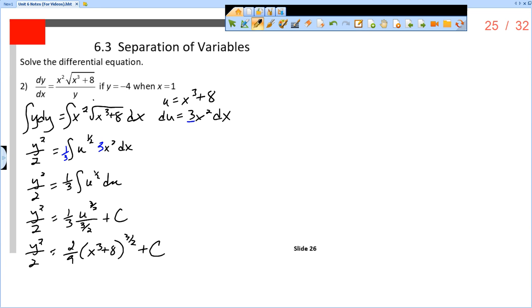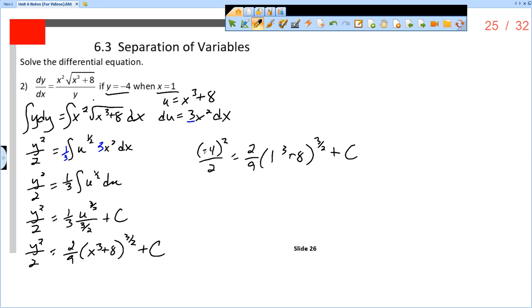Now the only other thing I would do would be to solve for y, but I always like to use the initial condition to find the value of c first. So y is -4 when x is 1. I'm going to plug in: (-4) squared over 2 equals 2/9 times (1 cubed plus 8) to the 3/2 power, plus c.